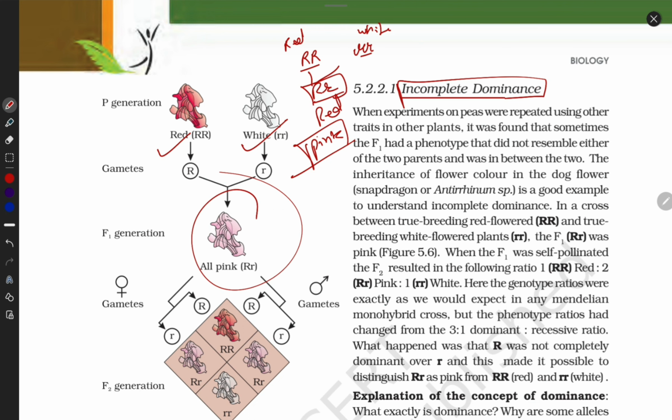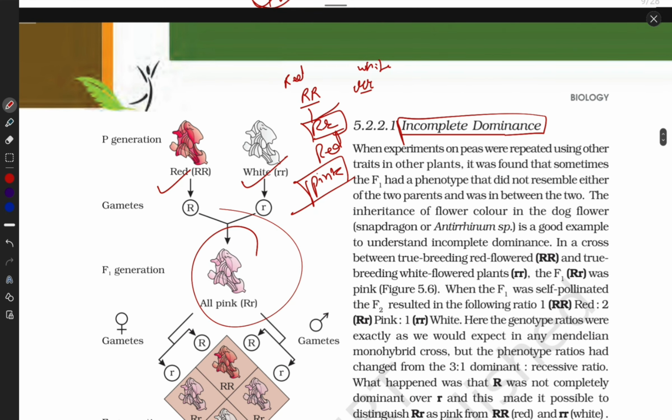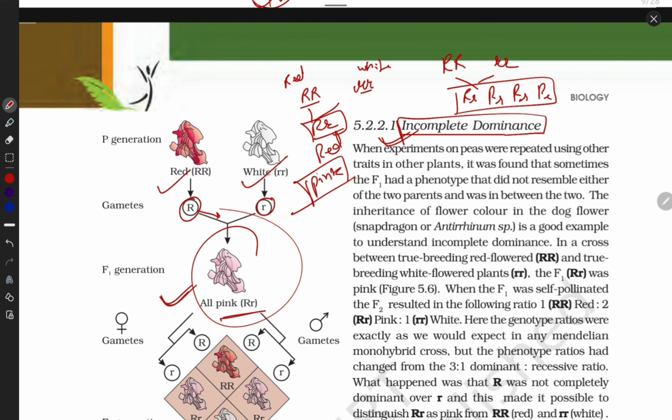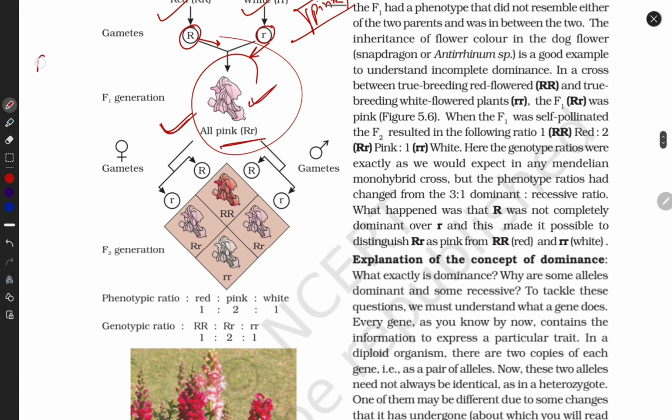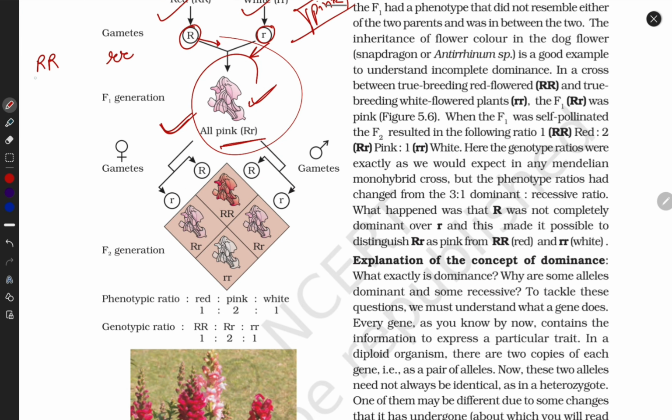I think the concept is clear. If we go with the law of dominance and cross a red and a white flower, we get only red offspring flowers. But if I go with incomplete dominance, what kind of flower do I get? Pink, because they contribute their gametes, and this is the offspring structure. Now what if I cross? Look here, guys, what kind of flower did I get? Pink color flowers. They are all pink, not red.